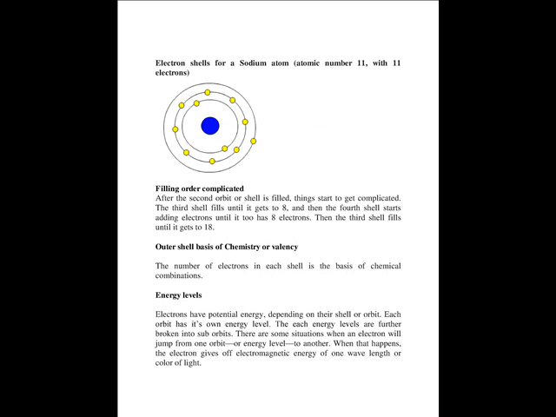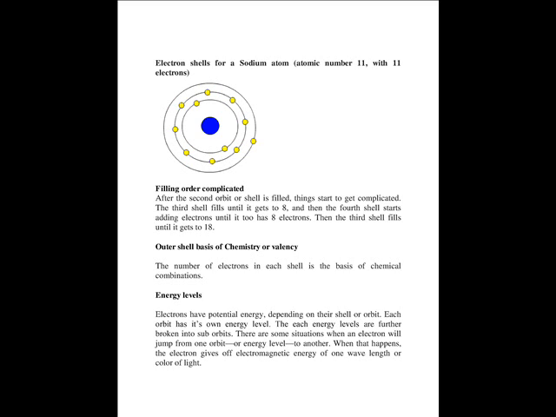The most electrons possible in the first shell are 2. After the first shell is filled, the second shell starts filling up according to the number of positive charges in the nucleus. The most allowed in the second shell is 8. Then the third shell starts to fill, and so on. Electron shells for a sodium atom at atomic number 11 with 11 electrons are shown in the picture.